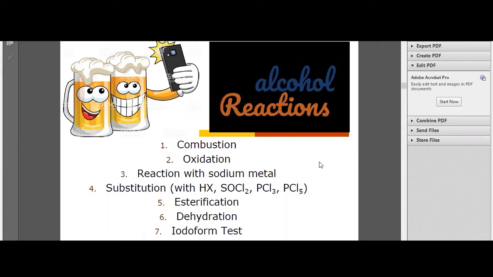There are 4 reagents that can be used in substitution reactions: hydrogen halide, SOCl2 (thionyl chloride), phosphorus trichloride, and phosphorus pentachloride. Then acidification, dehydration, and the iodoform test. In this section we will cover reactions number 1 and 2, combustion and oxidation. The rest will be in the next video.